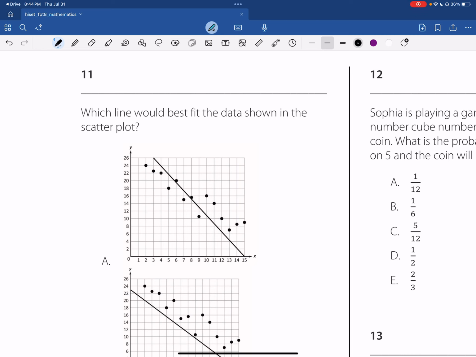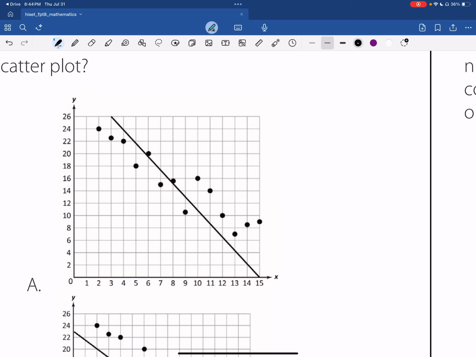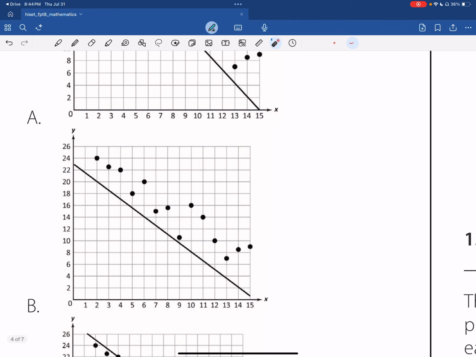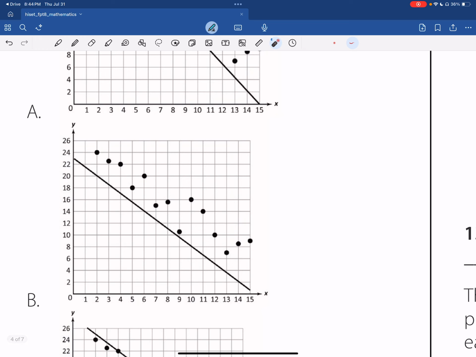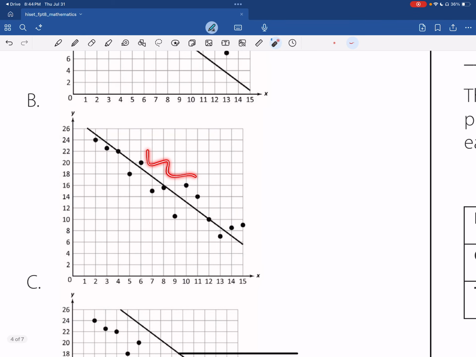best fits the scatter. So in A, I have some dots above the line up here, and I have some dots below the line, so that's a possibility. B is not a possibility because all of the dots are above the line. That is not a line of best fit. For it to be a best fit, you would need to have some dots down here. C, we have a few above and a few below, so that's a possibility.